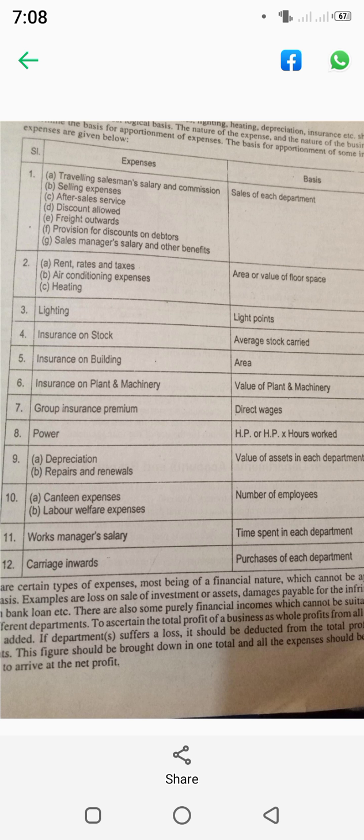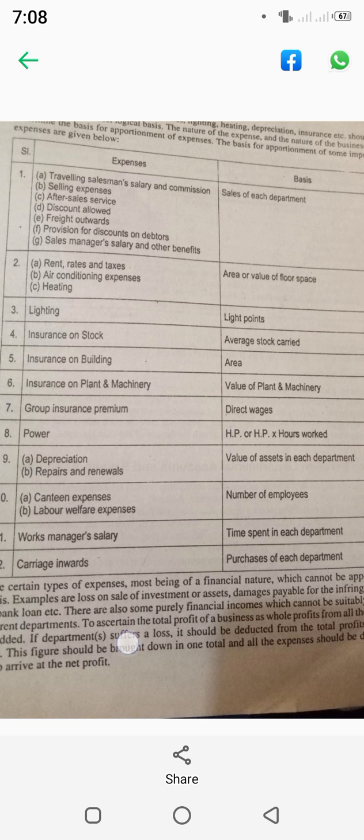Depreciation or repair or renewal. Whether we are talking about depreciation, repair or renewal, these expenses are basically related to assets. So obviously we will distribute these expenses on the basis of the value of assets in each department.